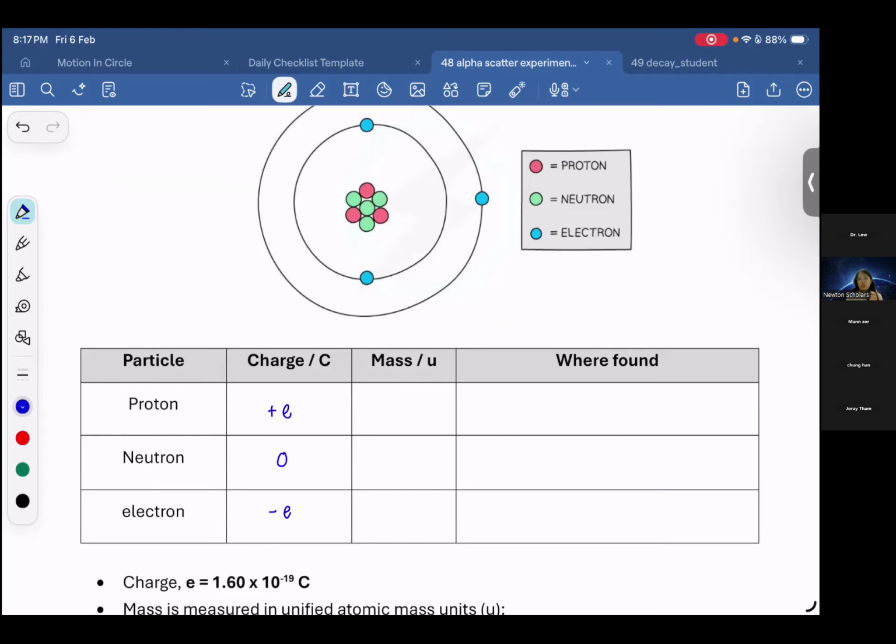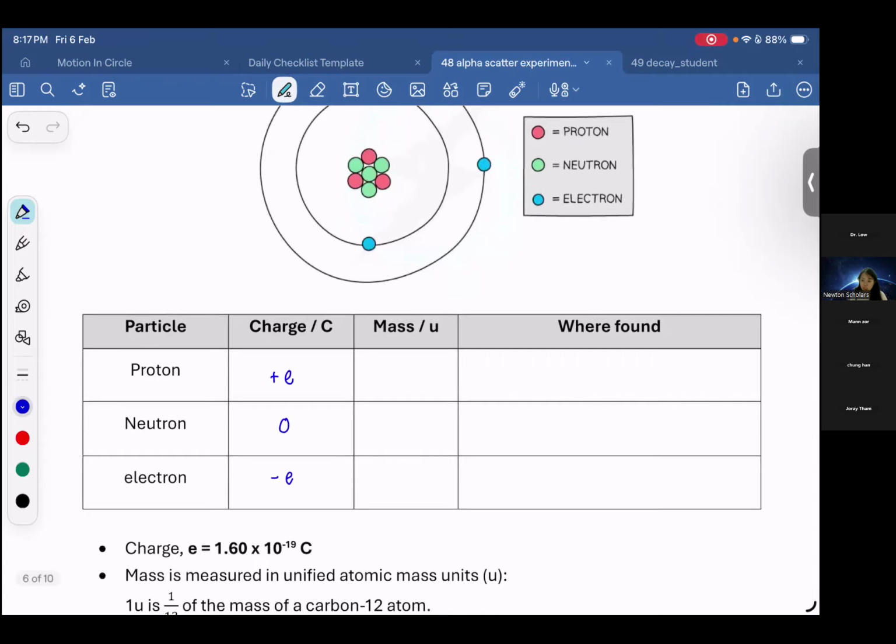The structure inside the proton. We will learn about that, and then we will try to do some calculation. At the end, we will find out that the proton actually has a charge of positive e. So this one we will learn.